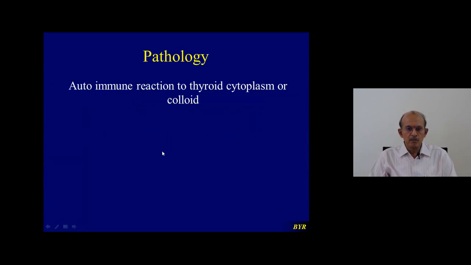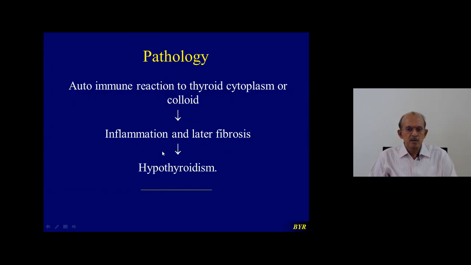Pathology. It is an autoimmune reaction to thyroid cytoplasm or to the thyroglobulin, that is the colloid. So whenever there is an autoimmune reaction, initially there will be an inflammatory reaction. The inflammation may be subacute or chronic. Later, chronic inflammation will be associated with fibrosis. And when there is fibrosis or destruction of the gland, there will be hypothyroidism.